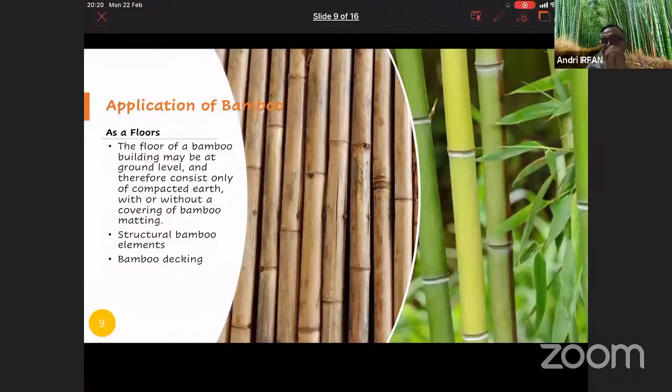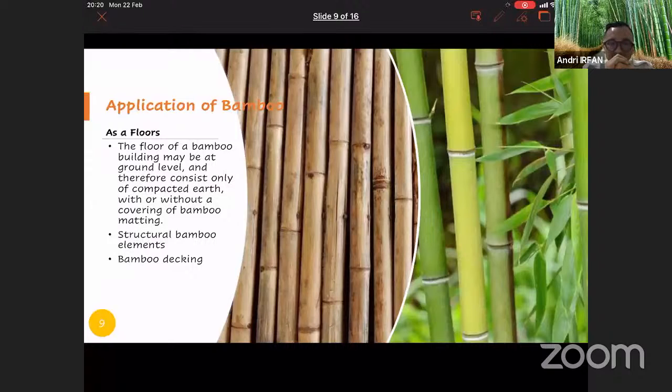In the other context, application of bamboo as a floor, as a foundation. Bamboo in direct ground context: bamboo on rock or concrete footing, bamboo incorporated into concrete footing, bamboo on steel shoes, bamboo reinforced concrete. I think in general it is best to keep bamboo clear of the ground. It must be kept clear from the ground.